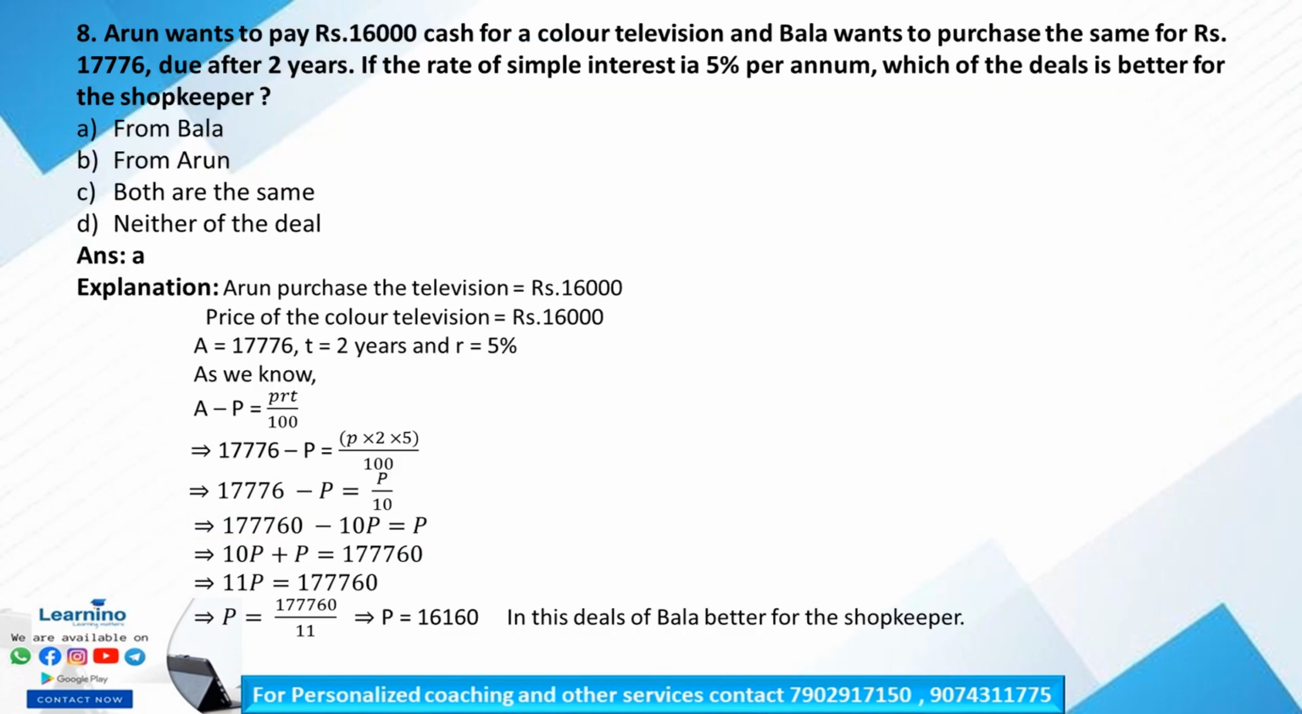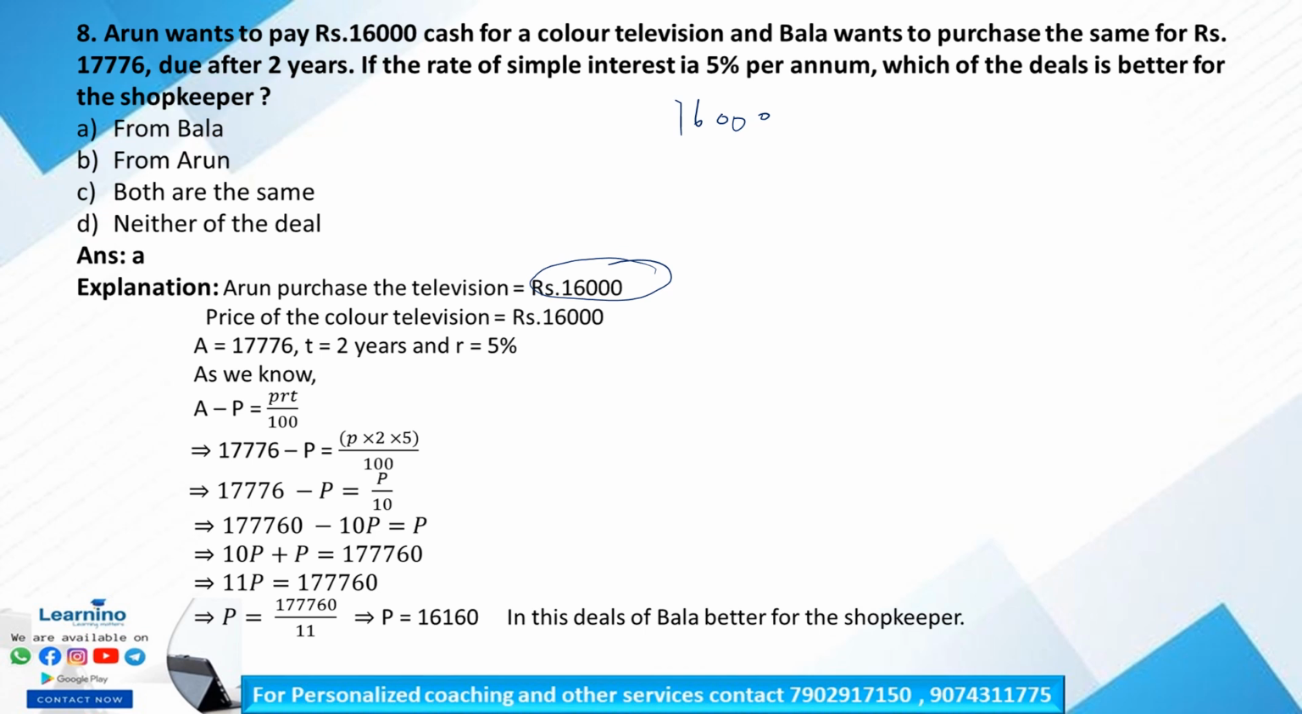Arun wants to pay rupees 16,000 cash for a color TV. Bala wants to purchase the same for rupees 17,760 due after 2 years. If the rate of simple interest is 5% per annum, which of the deals is better for the shopkeeper? So Arun purchased the television for 16,000 rupees. So the price of the color TV is 16,000.